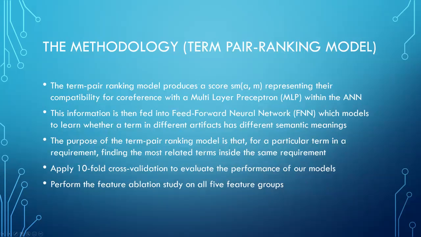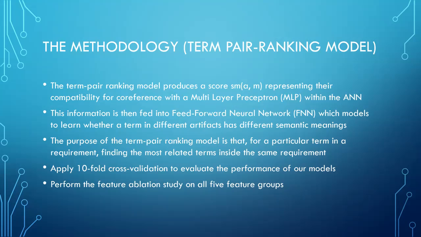Next, we'll review the term pair ranking model. A multi-layer perceptron is more suitable for learning nonlinear separable patterns, as most data in the real world is nonlinear. The term pair ranking model produces a score s_m(a, m), representing their compatibility for coherence, with a multi-layer perceptron. The vector is computed from not only the term itself, but also the distribution of terms. Therefore, for a particular term, its embedding representations under different contexts are different.